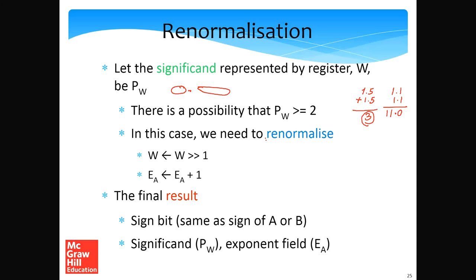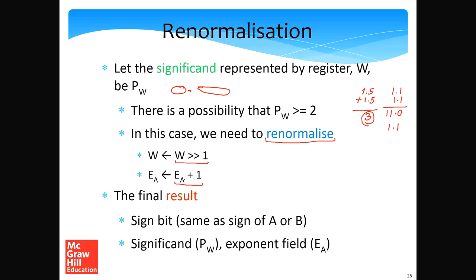So in this case, we need to do something called renormalization, which is basically that we right shift. So 11.0 we make it 1.1. This is done by right shifting w by one position, and we increment the exponent ea, because ea is now the exponent of both. ea is the exponent of the result.